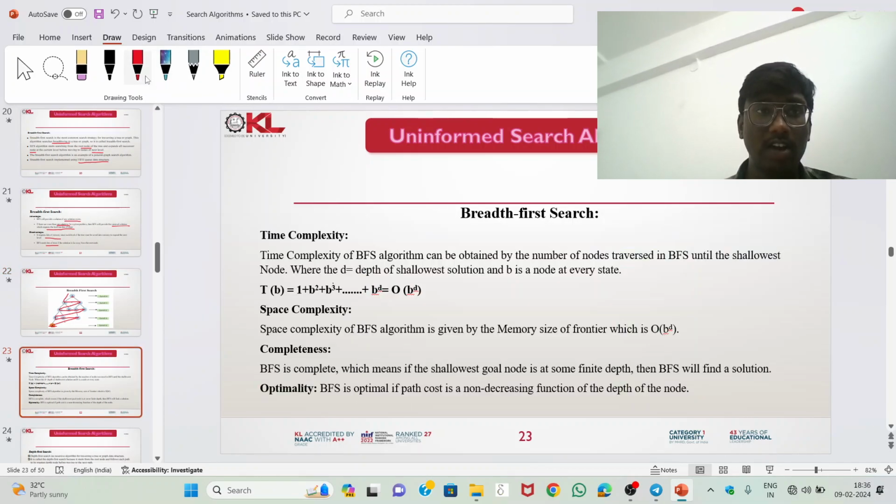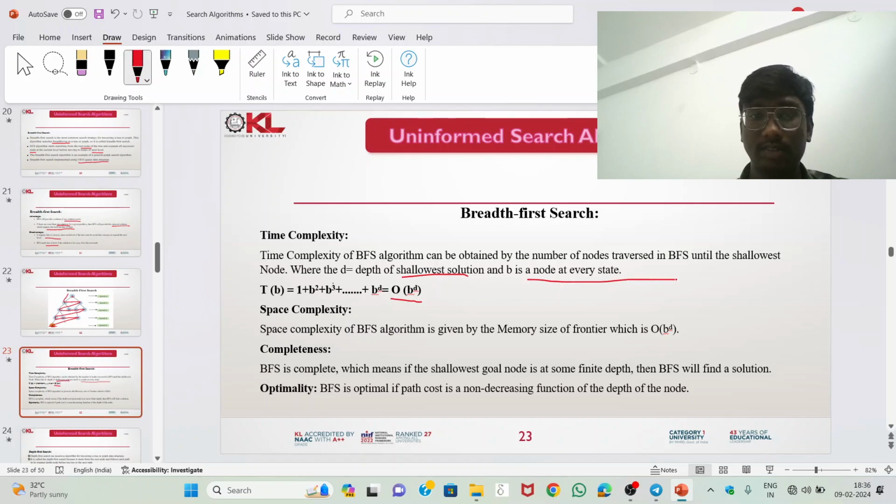Let us discuss the time complexity of breadth first search. Time complexity of breadth first search is generally O of b power d, where d is the depth of the shallowest solution and b is the branching factor at every state. Here, time complexity and space complexity are both equal, that is O of b power d. Completeness: BFS is complete, which means if the shallowest goal node is at some finite depth.